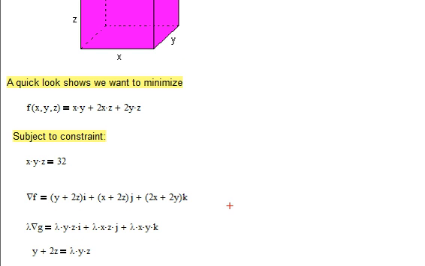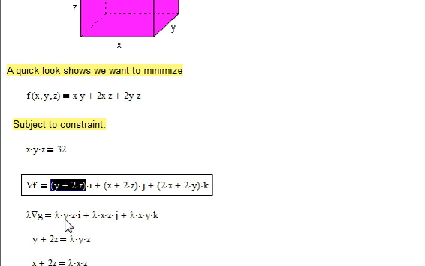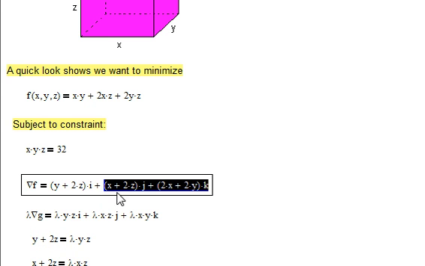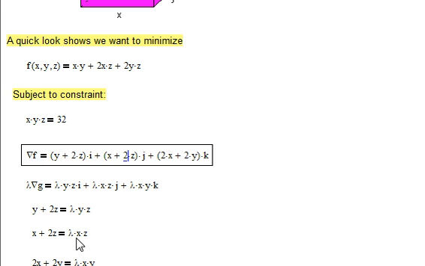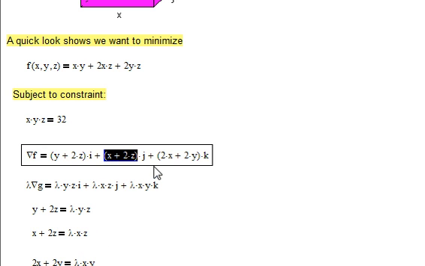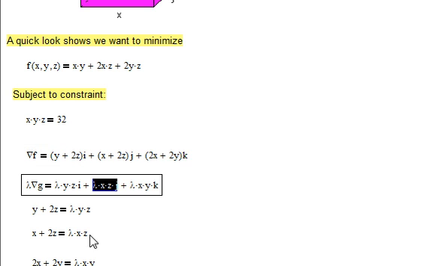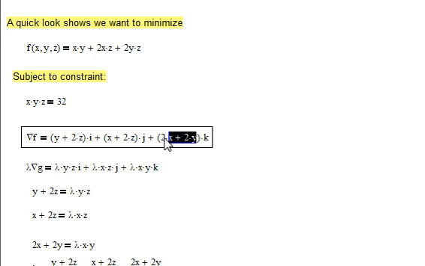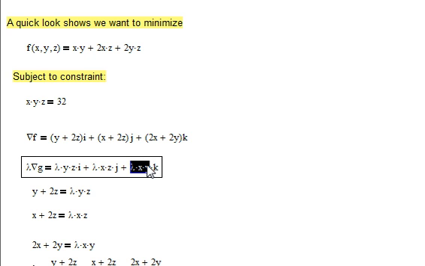And so we know that Y plus 2Z equals lambda YZ. We know that X plus 2Z equals lambda XZ. And finally, we know that 2X plus 2Y, our k component, is equal to this k component, so lambda XY.